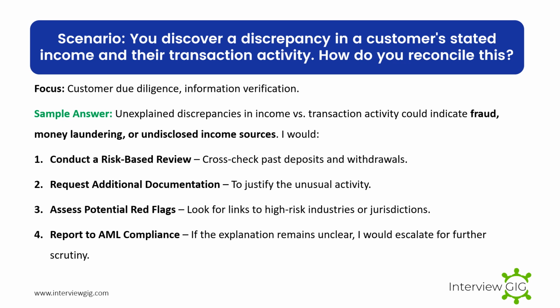Scenario: you discover a discrepancy in a customer's stated income and their transaction activity. How do you reconcile this? Focus: customer due diligence, information verification. Unexplained discrepancies in income versus transaction activity could indicate fraud, money laundering, or undisclosed income sources. I would 1. Conduct a risk-based review, cross-check past deposits and withdrawals.